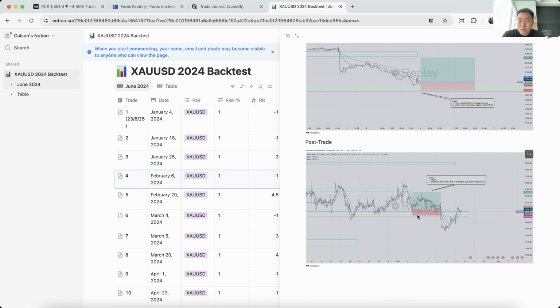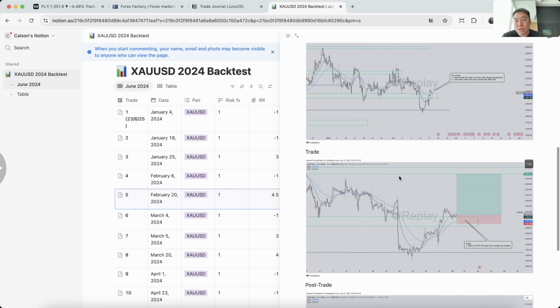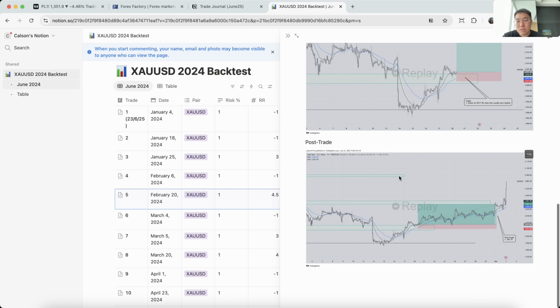Okay, so this one is just based on a pin bar. You better make sure next time when you see a pin bar, that's your trigger. Otherwise, again, subjectivity. So this is a bull flag trade.